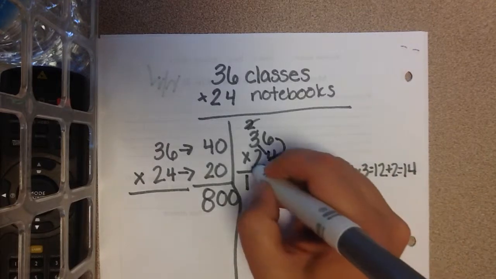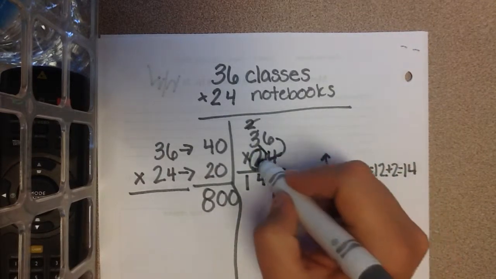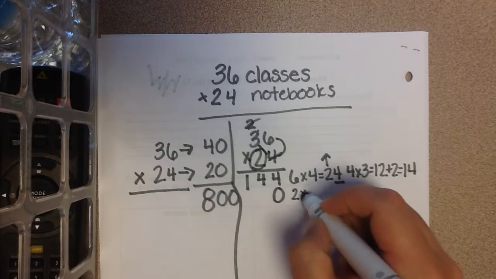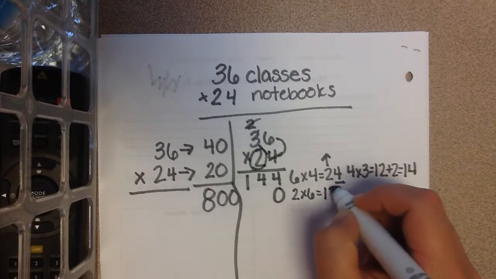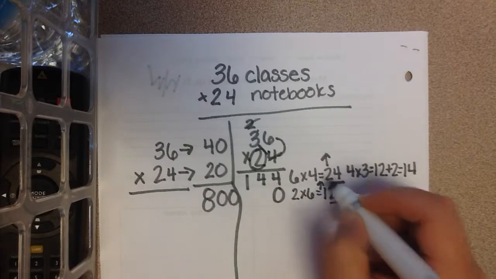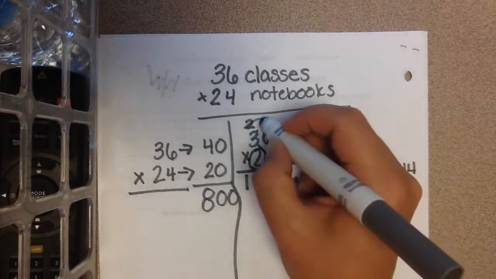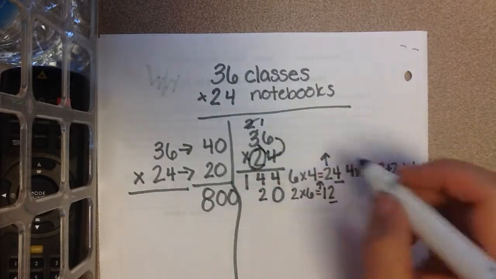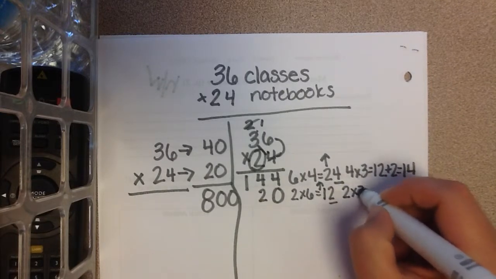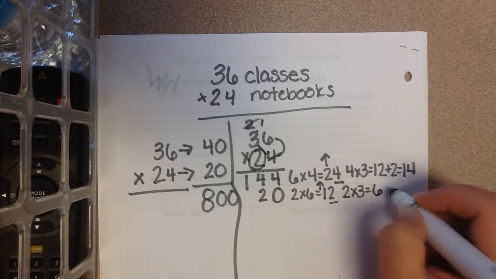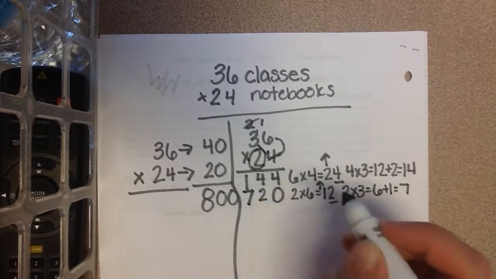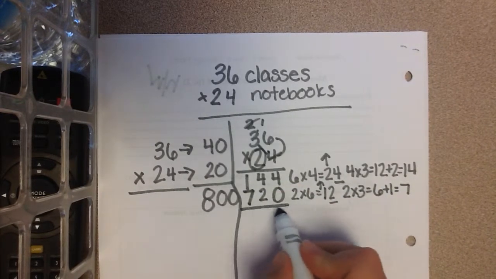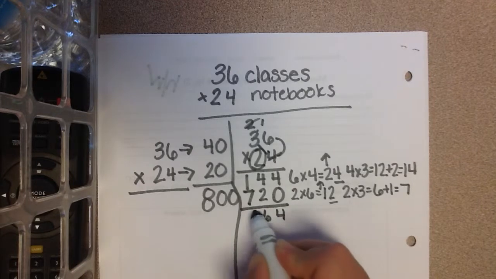Now I'm ready to work with my 2. 2 times 6 gives me 12. Write the 2, bring the 1 up. Now I'm going to do 2 times 3, 6, but I have 1 more to add. I get 7. Add 4, 6, 8.